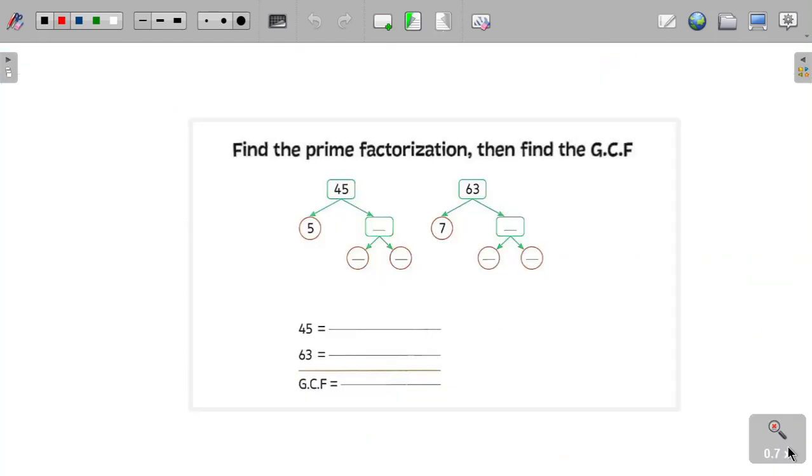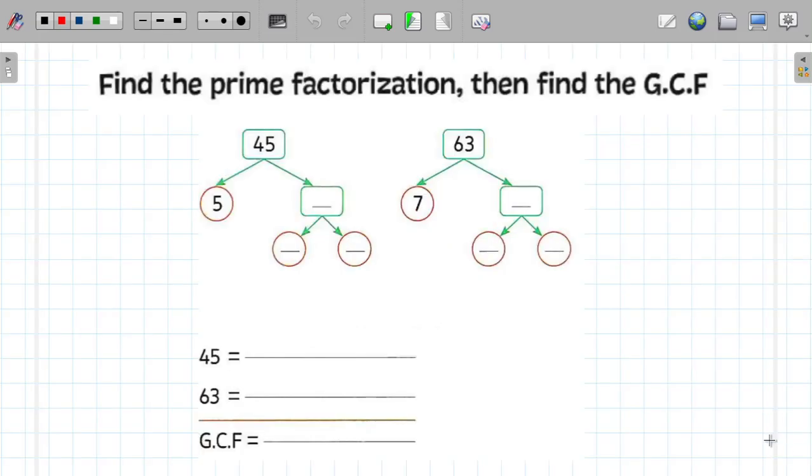Next, I want to factorize every number and find the greatest common factor. The first one here I have 45, and the second one I have 63.